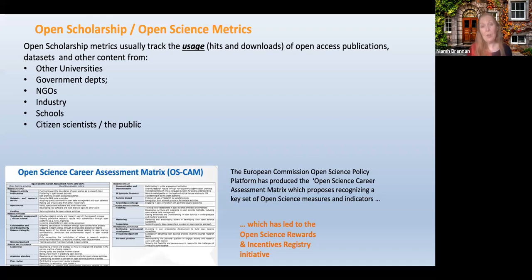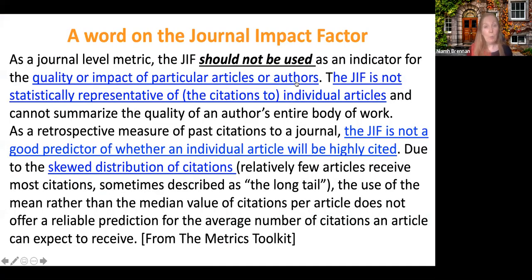Okay. So those are article level metrics. A quick word on the journal impact factor. So just go into this here. As a journal level metric, the journal impact factor should not be used as an indicator for the quality or impact of particular articles or journals.